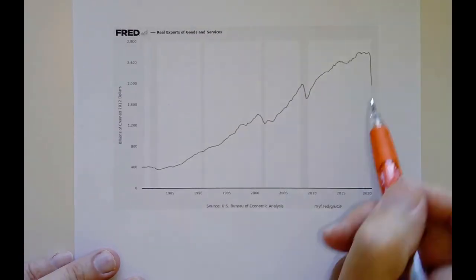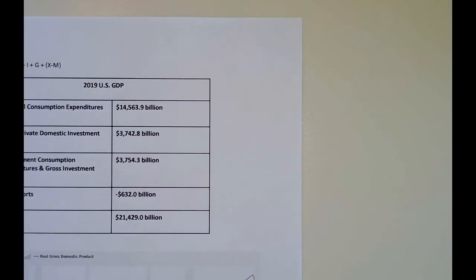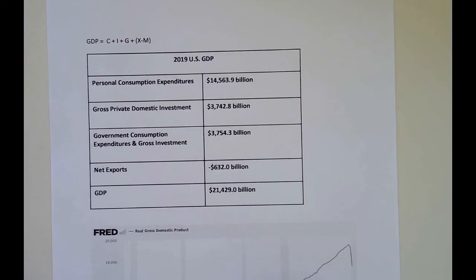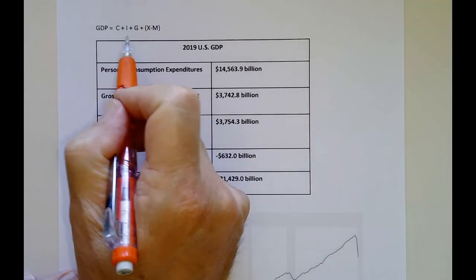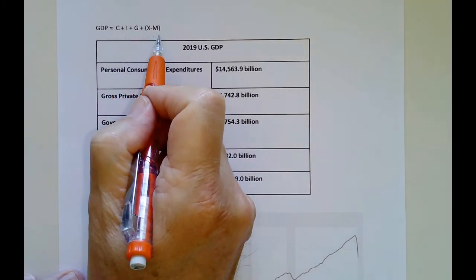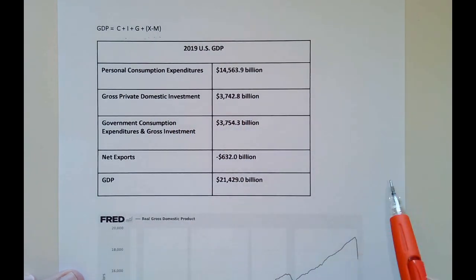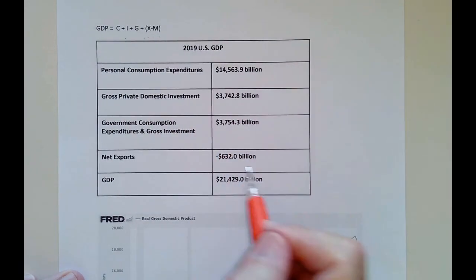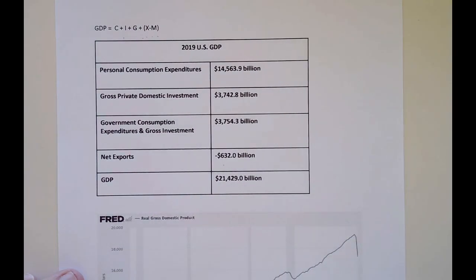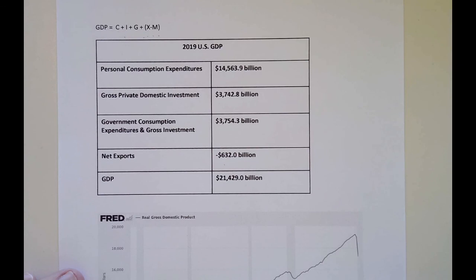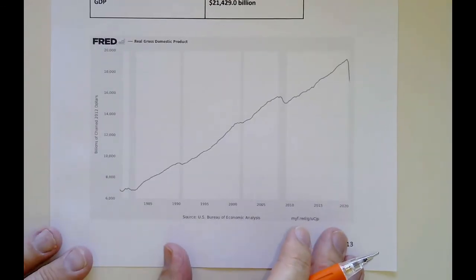And there's the bottom line. Here we have GDP. It's C plus I plus G plus X minus M. And these are the four categories we talked about. You add them together, with net exports being a negative number, and it comes out to $21,429 billion, or about $21.5 trillion. And that's going back to 1980.